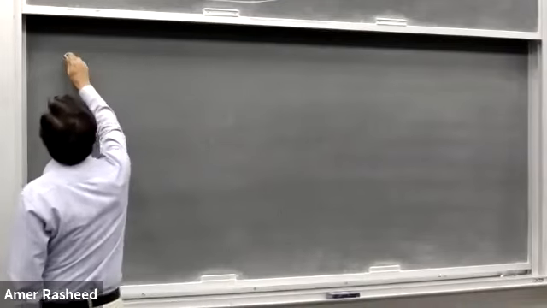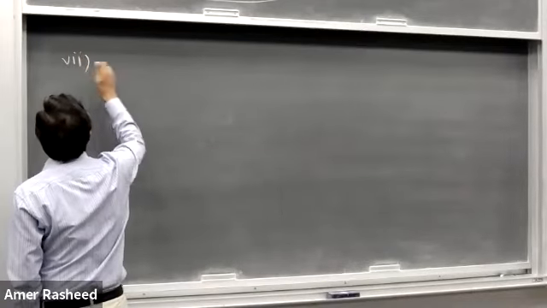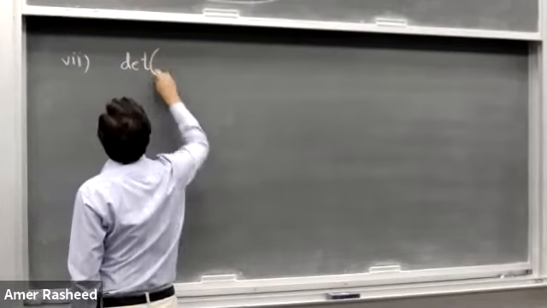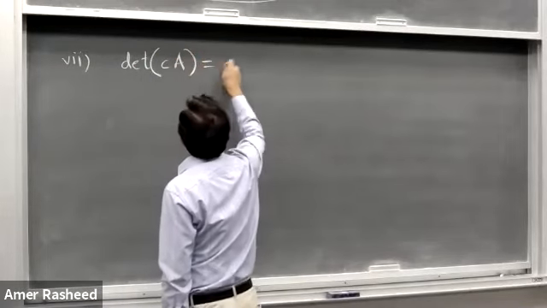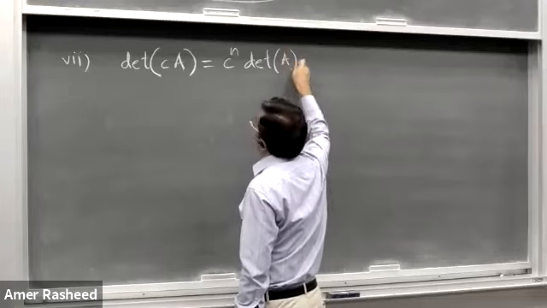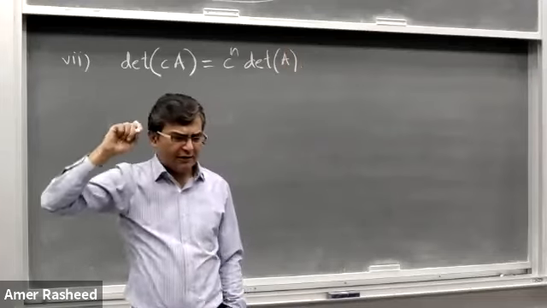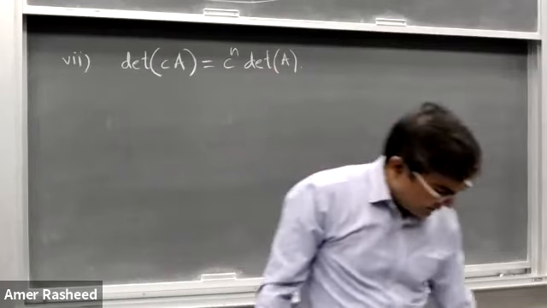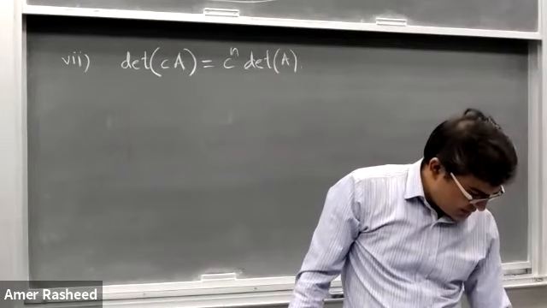Now, let me repeat it. The determinant of C times A is equal to C to the power n times the determinant of A. I told you this one in the previous lecture, I think. I remember now. Yes, I told you.